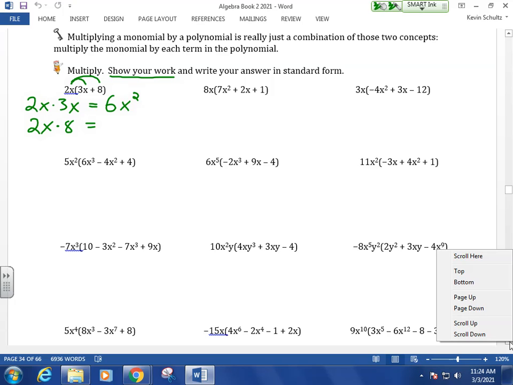Someone said it over there? 16x. Okay? And those two products, these two terms that we got, make up our final expression. So first we look, can I simplify anything? Are there any terms that can be combined? No. Make sure you write it in standard form so that 6x squared comes first and positive 16x comes second, and there is your answer.